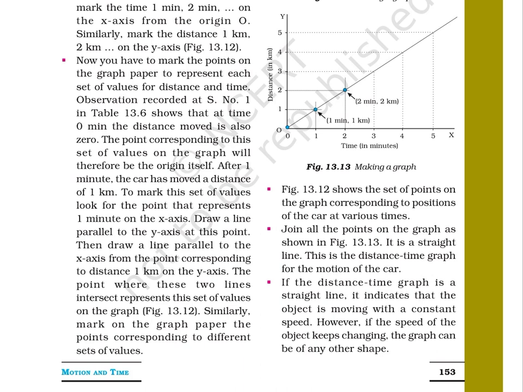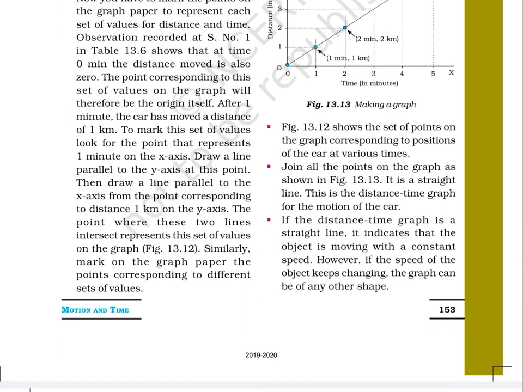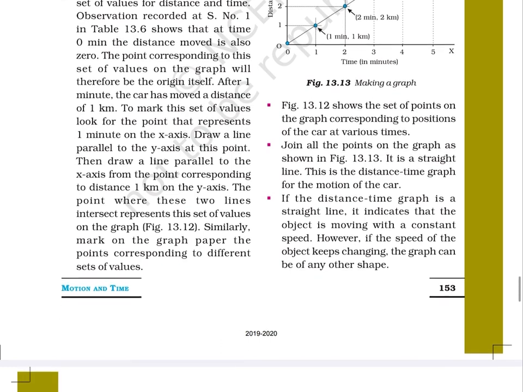To mark this set of values, look for the point that represents 1 minute on the x-axis. Draw a line parallel to the y-axis at this point. Then draw a line parallel to the x-axis from the point corresponding to distance 1 kilometer on the y-axis. The points where these two lines intersect represents this set of values on the graph. You can observe this in figure 13.12. Similarly, mark on the graph paper the points corresponding to different set of values.